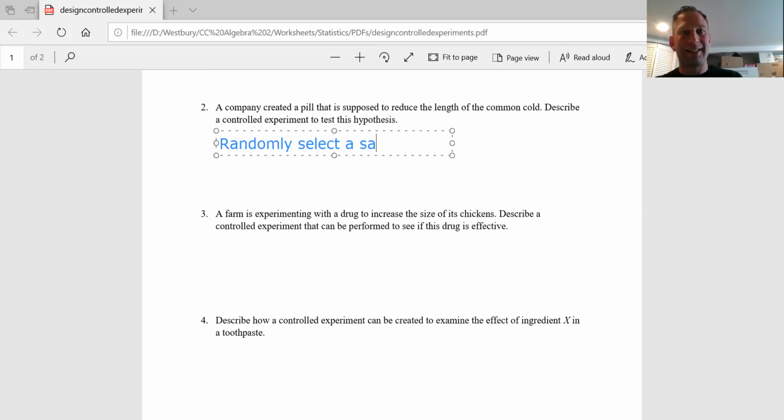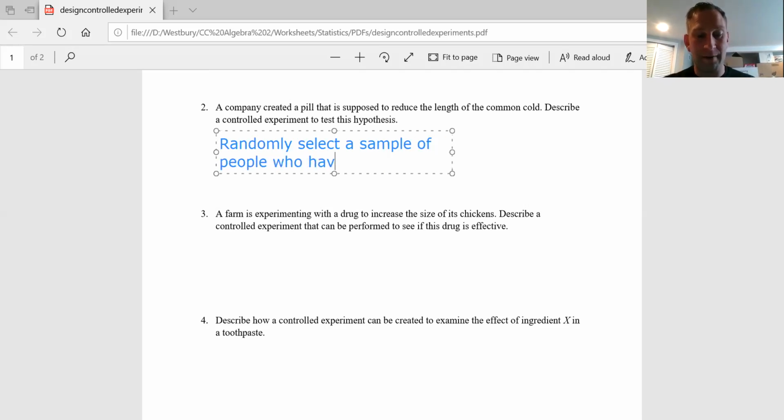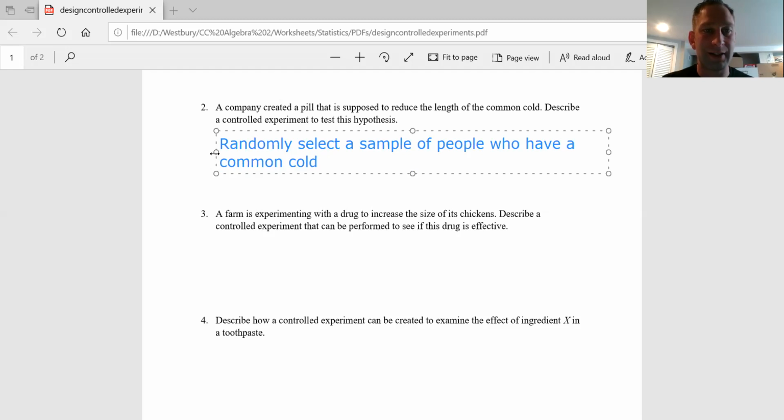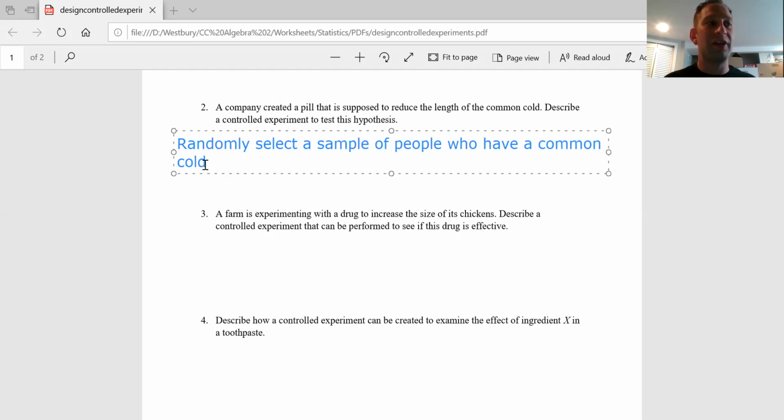Randomly select a sample of people who have a common cold. If this is supposed to be to test to see if it reduces the length of a common cold, your sample, your population is people who have a common cold. It wouldn't make sense to give someone who doesn't have a cold a pill to help them with their cold.